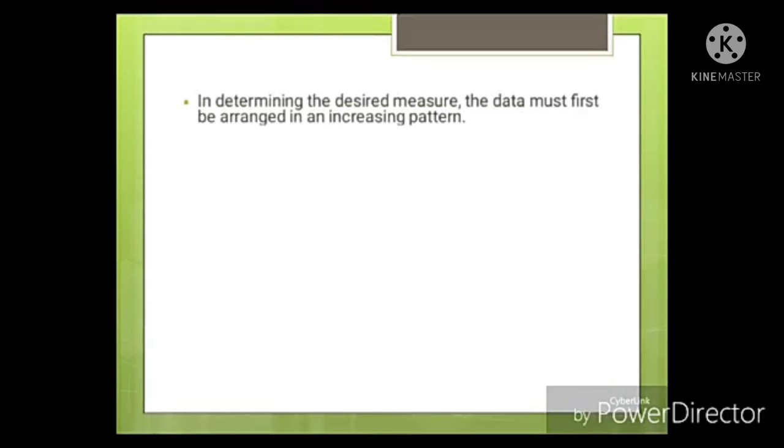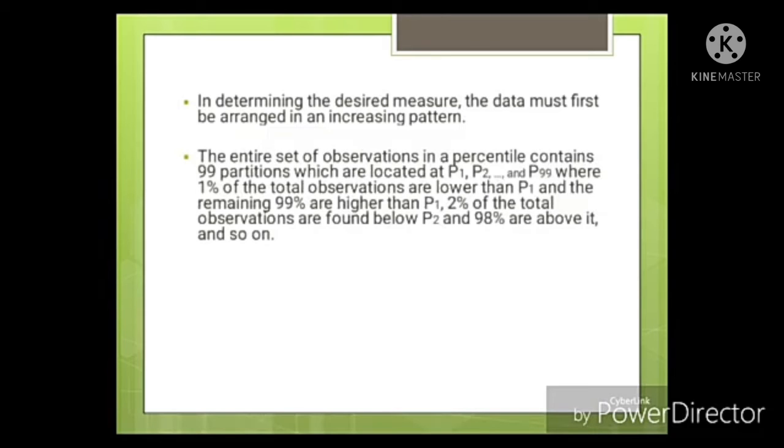In determining the desired measure, the data must first be arranged in an increasing pattern. The entire set of observations in a percentile contains 99 partitions which are located at P1, P2, and so on up to P99, where 1% of the total observations are lower than P1 and the remaining 99% are higher than P1. Likewise, 2% of the total observations are found below P2 and 98% are above it, and so on.